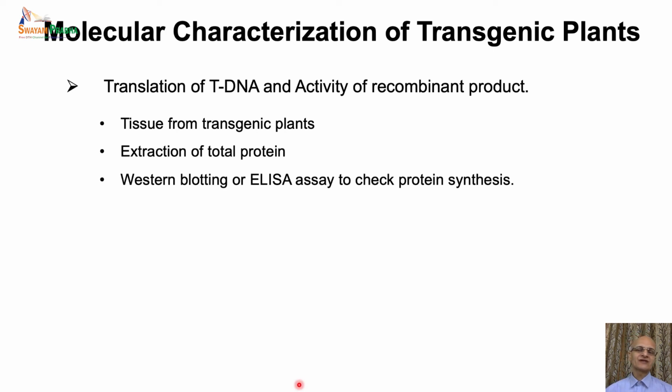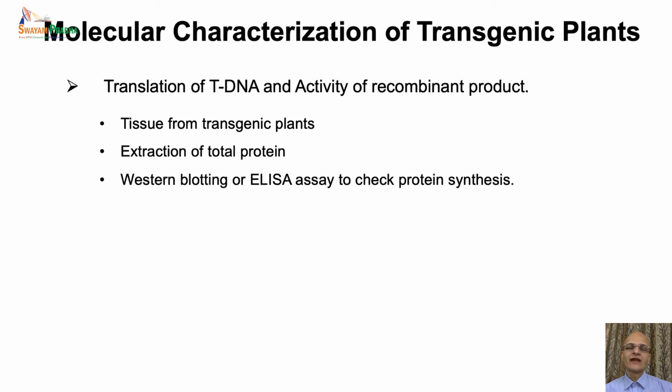Further, even if the transgene is translated and the recombinant protein is accumulated, it may not have the required activity. That means it may not perform the required functions. Like, it may not be folded properly and hence lose its activity. Or it may need some post-translational modifications for its functionality, and these may not be added by the system.